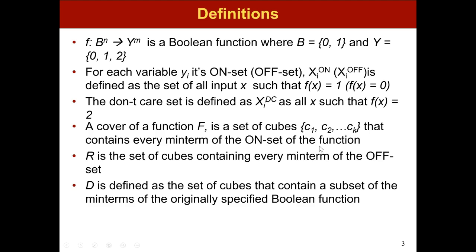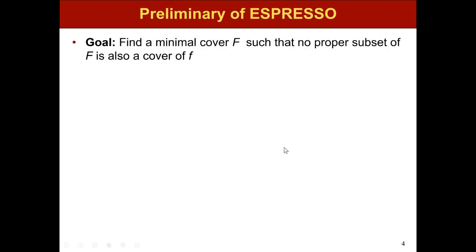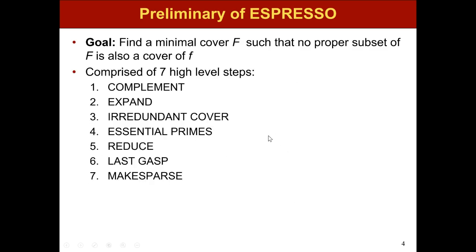Now the cover capital F of a function is a set of cubes that contains every minterm of the onset. Similarly, the cover of the offset and the DC set are defined as R and D respectively. Now, the goal of Espresso is to find a minimal cover of the function. For that, it employs these 7 steps where steps 2 to 5 are applied repeatedly. Note that the steps of irredundant and reduce require the DC set as well, which is infeasible to compute for sparse function with hundreds of variables.